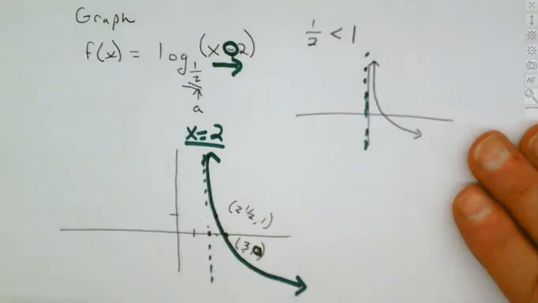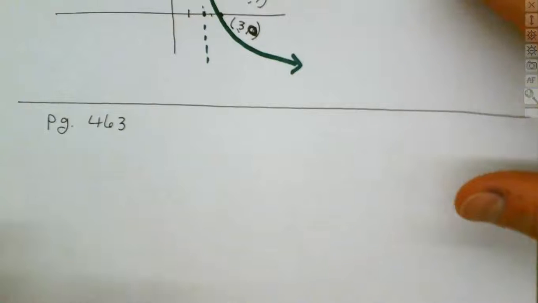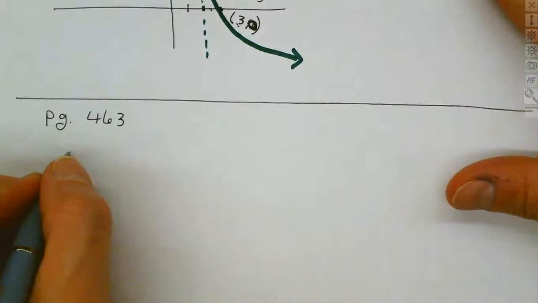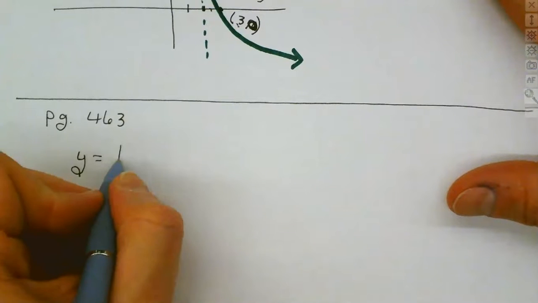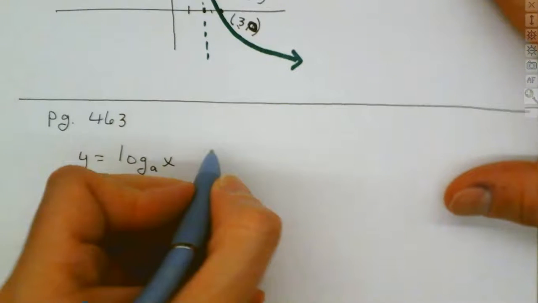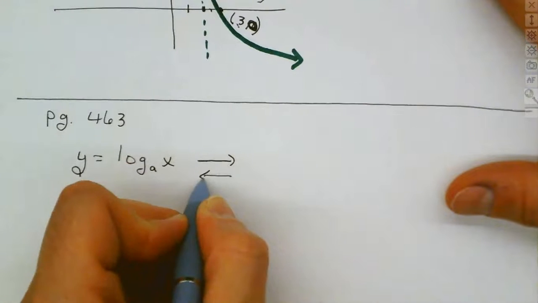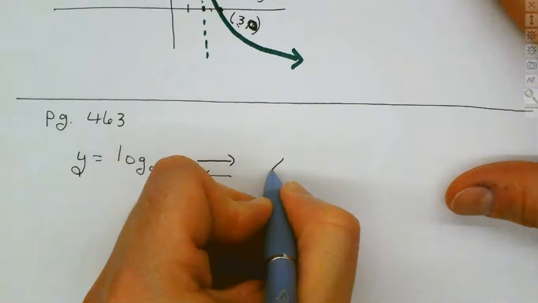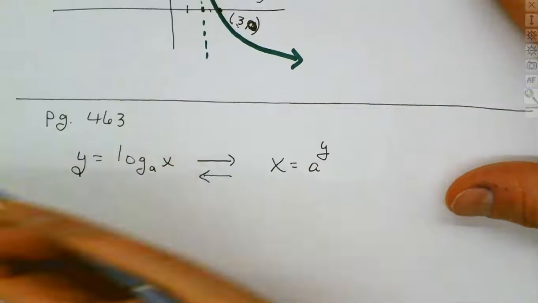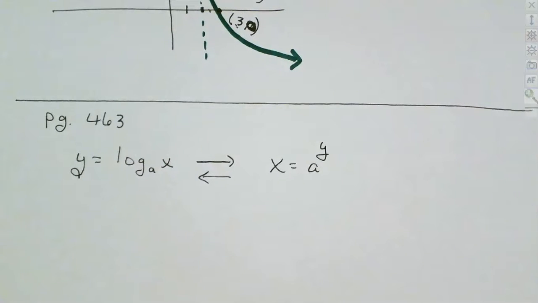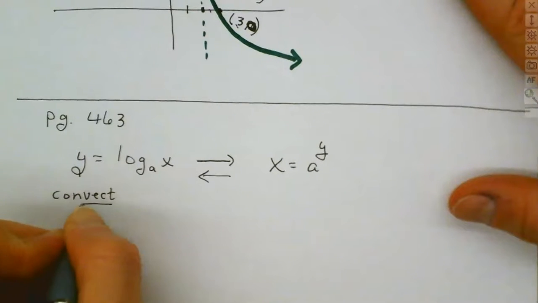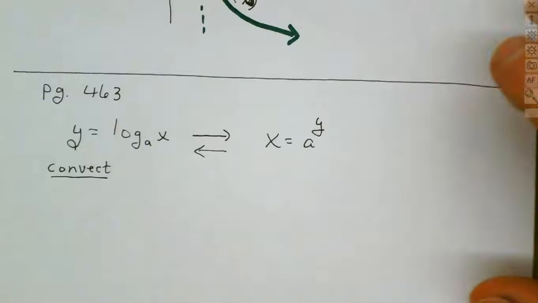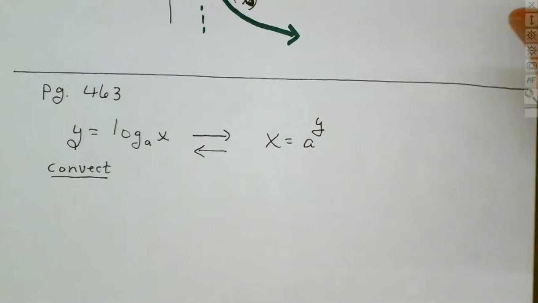So page 463. If you don't have your textbook, that's fine. I'm going to write up the formula. And this is how we convert logarithms to exponentials or vice versa. So y equals log base a of x. That then transforms, and it goes back and forth either way, into x equals a^y. So we're going to convert these to either an exponential or we're going to convert them to a logarithm.